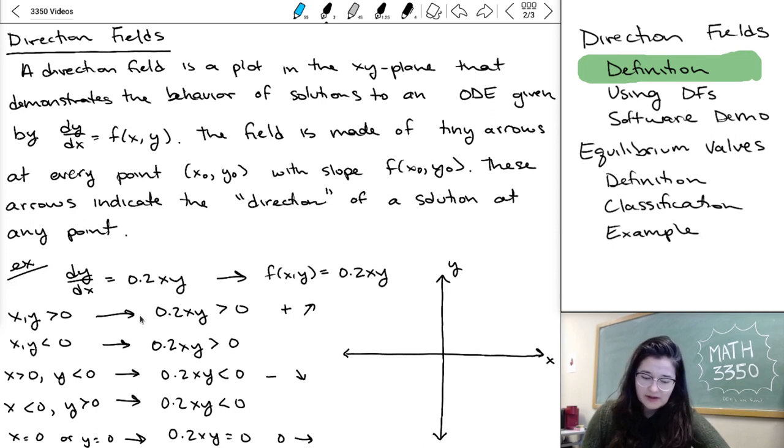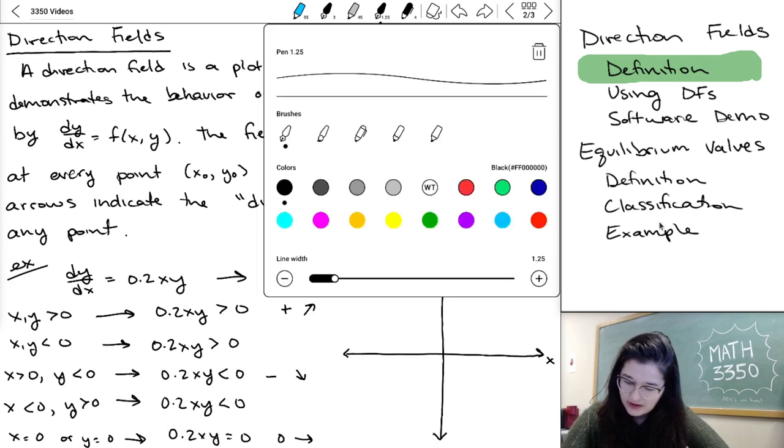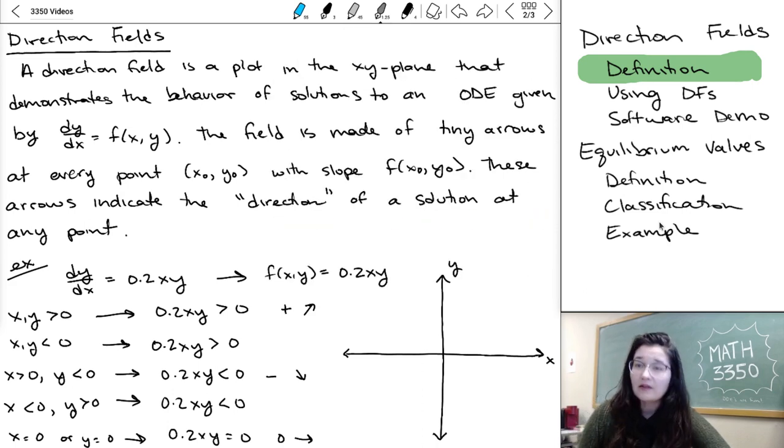And so what I'd like to do is populate this whole graph right here with arrows that have slopes that match 0.2xy. And so I'm going to make a lighter picture of just the overall rule, and then we'll break it down into the smaller parts.